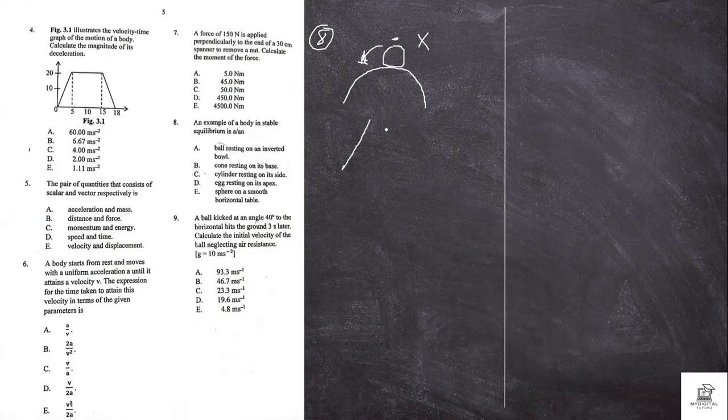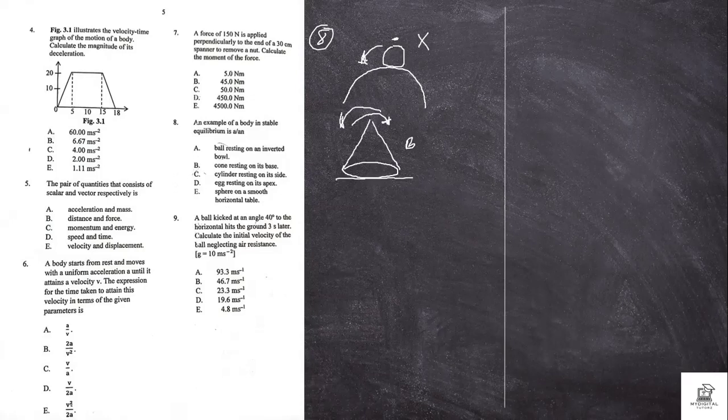Option B, a cone resting on its base. You have a cone like this, like a funnel, right? It's resting on this base. Can we say it's in equilibrium? Yes, because if you displace it in this direction, it will return to its original position. So here is in a stable equilibrium. Well, this is our answer. Let's still look at the rest in case they turn this question in another way.